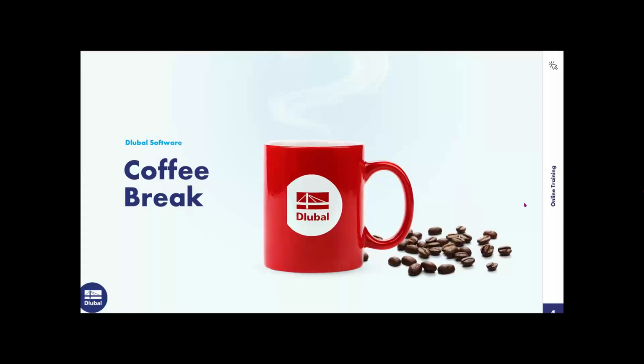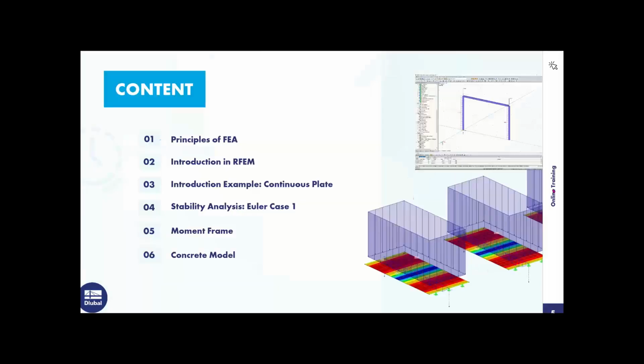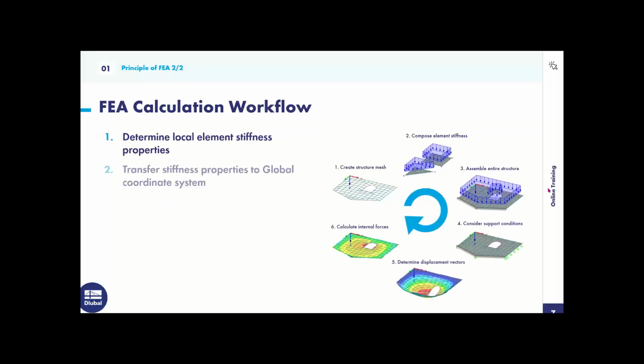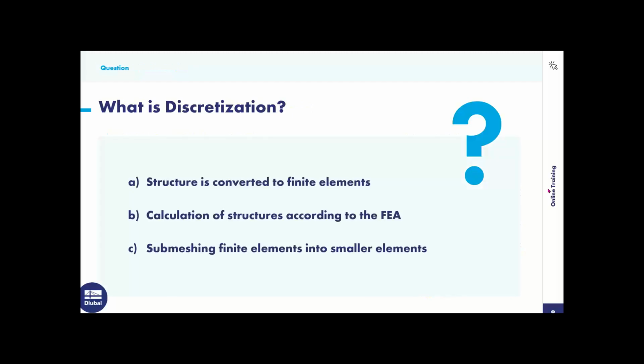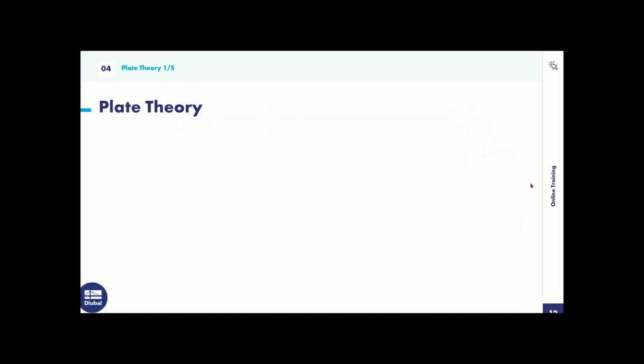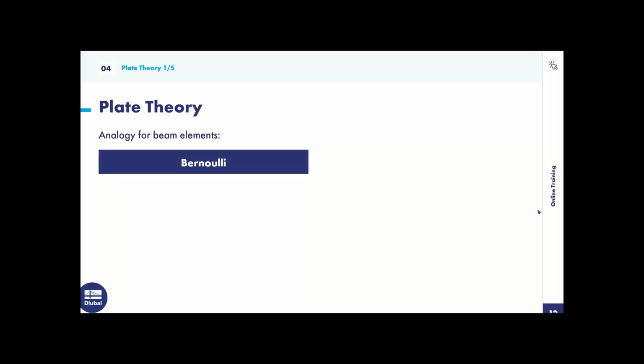So now let's go over the plate theory. So get back to that slide. Basically, these first theories are going to be analogies to beam elements. The first theory is Bernoulli's, and then the second theory is the Timoshenko theory.